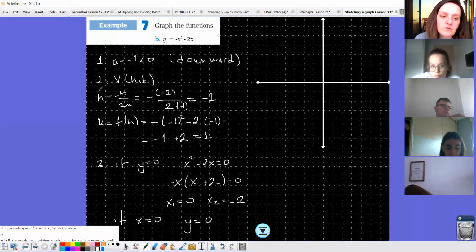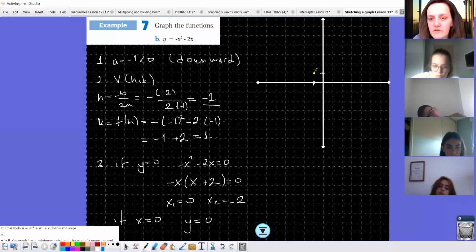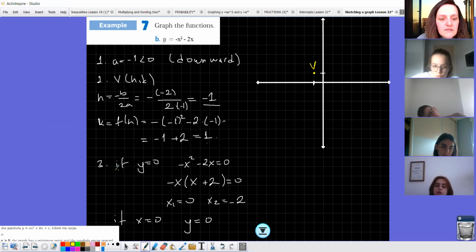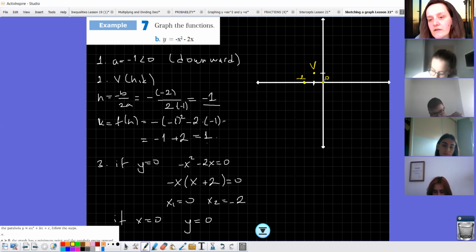Now let's find these points on the coordinate plane. For the vertex, we have minus 1 and 1. X is minus 1 here, and y is 1 here. This is the vertex, and our parabola is downwards. The x-intercepts are 0 and minus 2, this one and this one, x1 and x2. And the y-intercept is 0 again here.